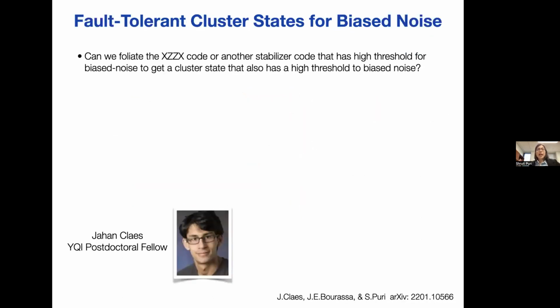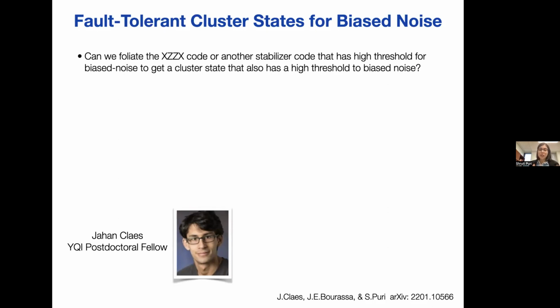So the question that we asked was: we have these new stabilizer codes coming up, which have really high thresholds to bias noise. So now can we foliate, say, the XZZX code, which has high thresholds to bias noise, to get a cluster state that also has a high threshold to bias noise? When I first asked this question, I thought the answer was going to be a simple yes. But it turned out that was not the case.